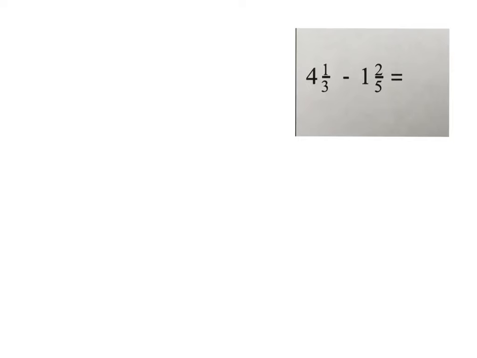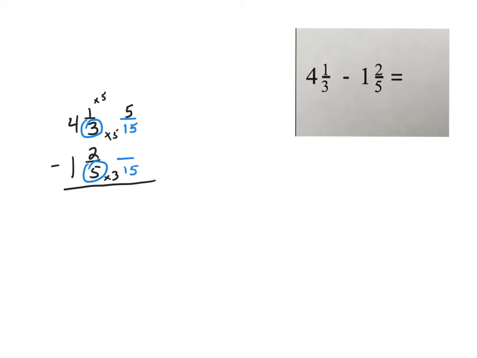Okay, next problem, 4 1/3, so it's a subtraction. I'm going to write it vertically. Subtract 1 2/5. So our first step is find a common denominator. A simple way to find a common denominator, in this case, is to multiply 5 times 3. Well, 15 is our common denominator. And then we do the math. We say 3 times 5 is 15, so 1 times 5 is 5. 5 times 3 is 15, so 2 times 3 is 6.